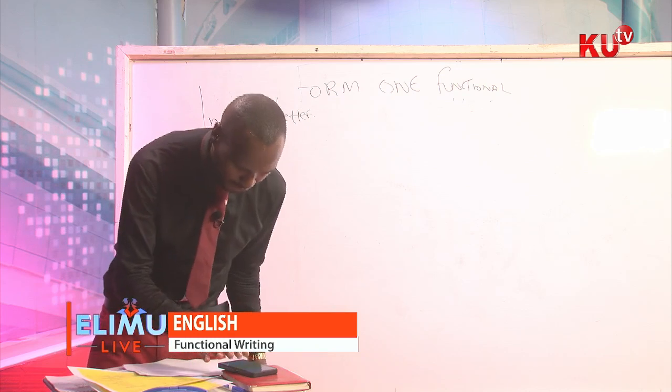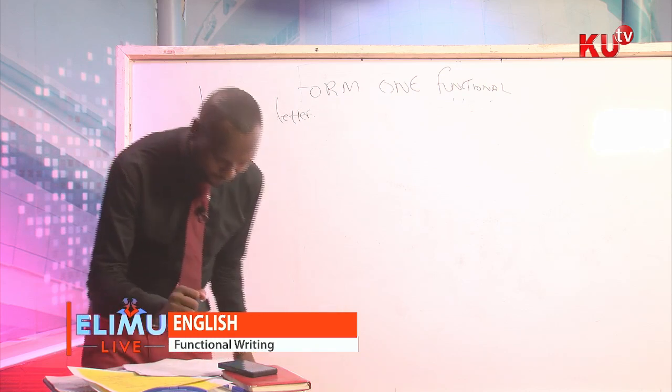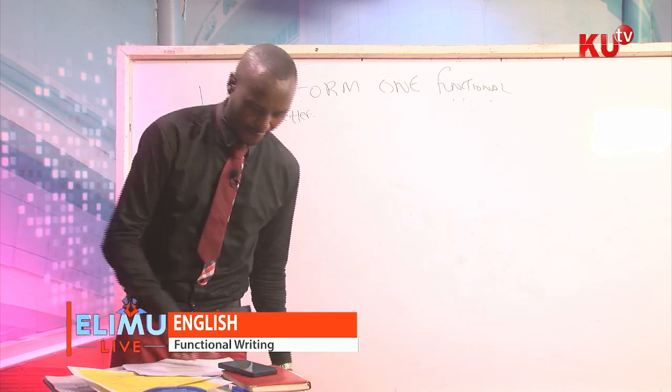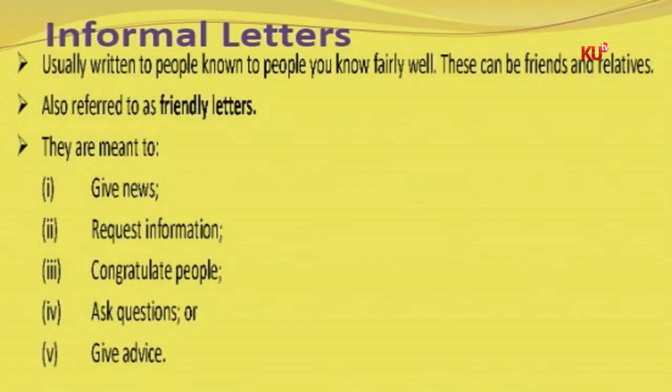So how do you write it? They are also called friendly letters. They are meant, as you can see on the slides, to give news, also to request for information, also to congratulate people. Maybe somebody has done something commendable, and then you write an informal letter to congratulate, to ask questions, or to give advice. So how do you write the informal letter?